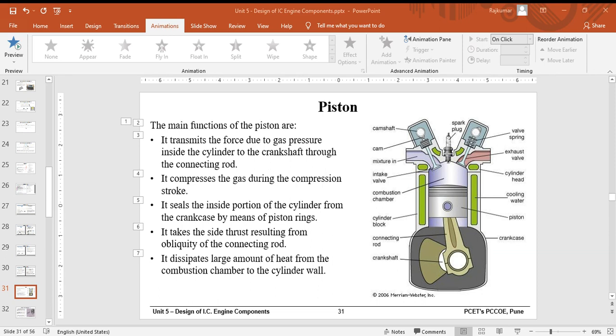Then piston material. Generally cast iron is used. Again, cast steel, forged steel, cast aluminum alloy, and forged aluminum alloys are used. So cast iron and aluminum alloy are the two important materials. And for manufacturing the piston, casting and forging are the two widely used operations. Then we will see some comparison between the aluminum alloy material and cast iron.